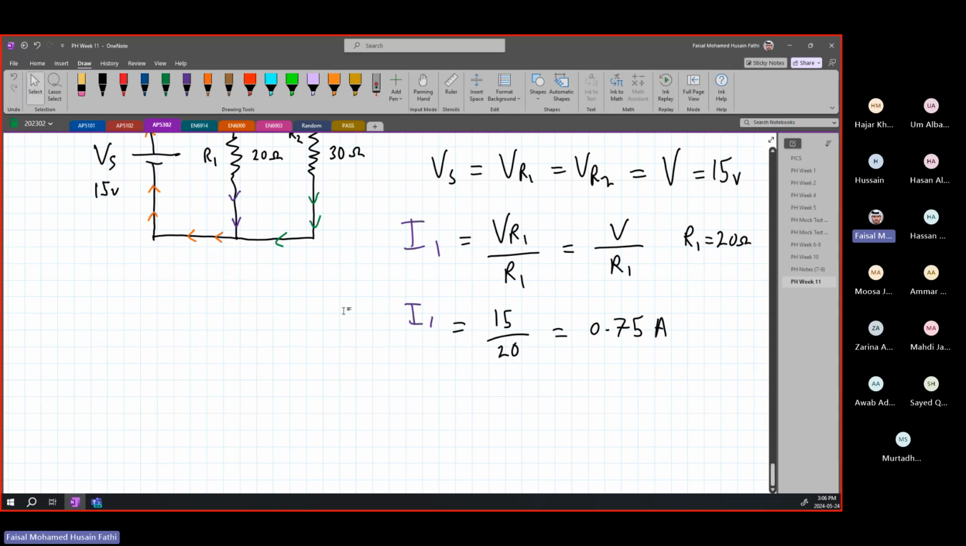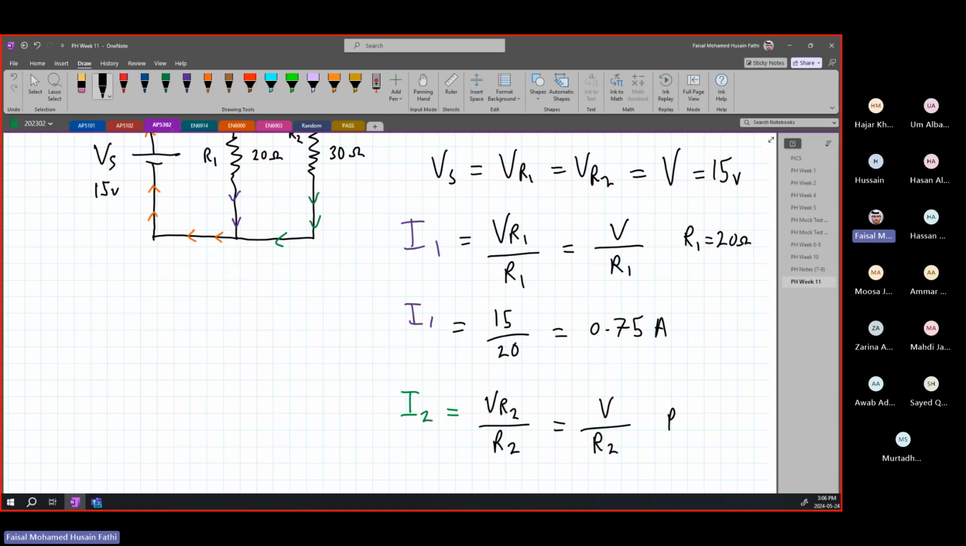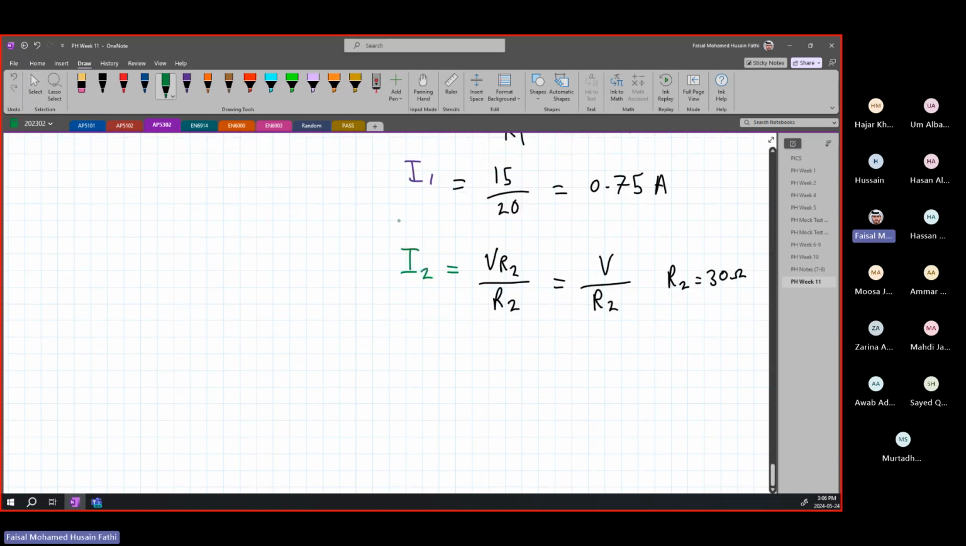Okay? Same exact thing we are going to apply for I2 now. We know that I2 is equal to VR2 over R2, or in other words, since voltage is the same everywhere, it's V over R2. And we know that R2 is equal to 30 ohms. So now we can find that current I2 is equal to 15, which is the same voltage, divided by 30, which is equal to 0.5 amperes.